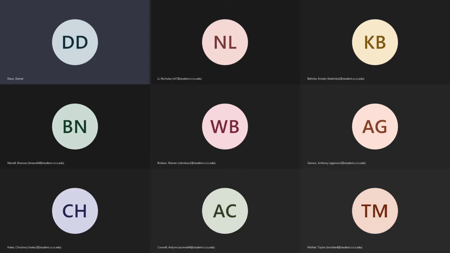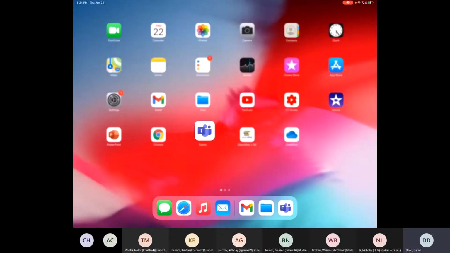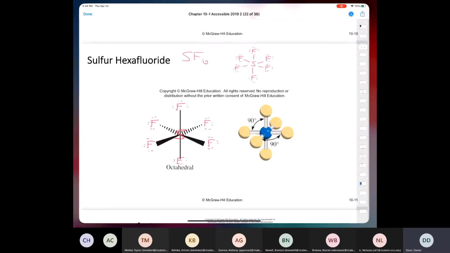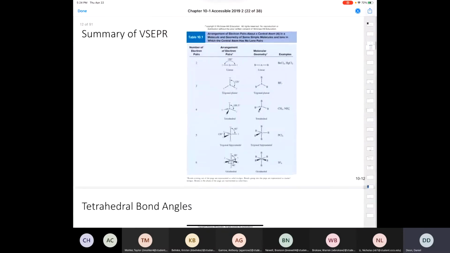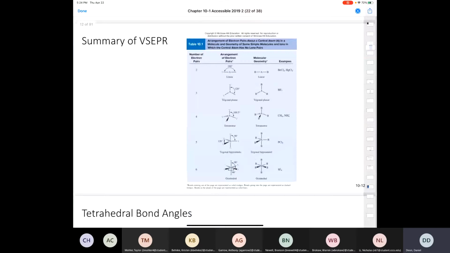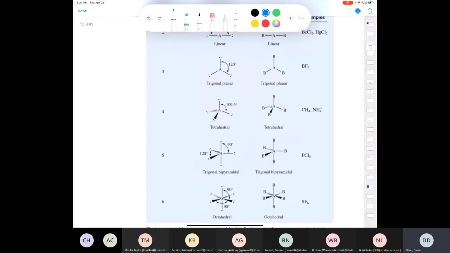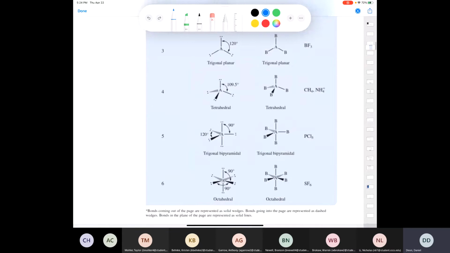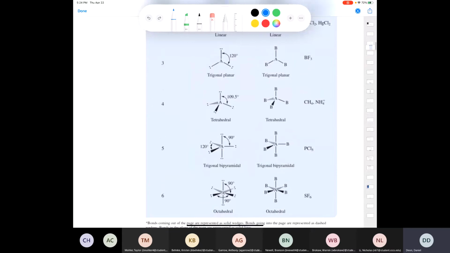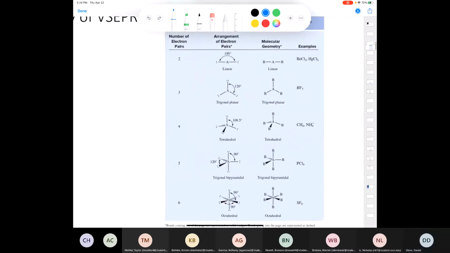Now we've covered all of the molecular geometries where we have a central atom with bonds and no lone pairs. You need to be aware of these, right? You need to know the linear shape, the trigonal planar shape, the tetrahedron, the trigonal bipyramid, and the octahedron. So you have to know all of these molecular geometries, and you also have to know all of the bond angles in all of these.